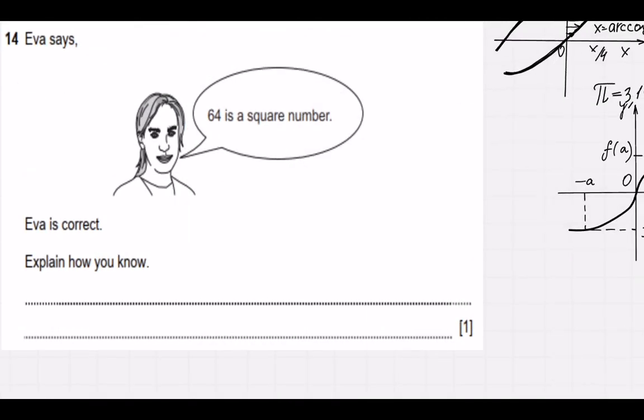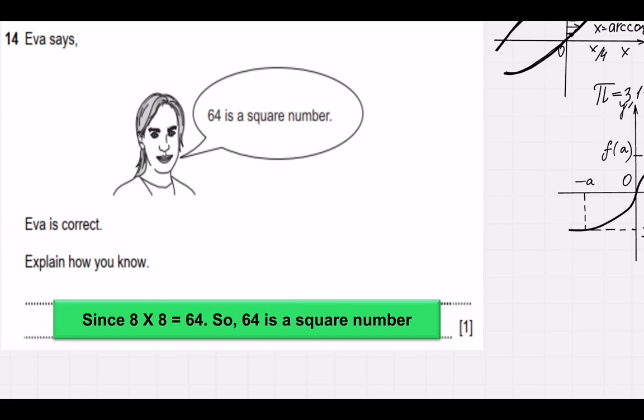Eva says 64 is a square number. Eva is correct because 64 is what? How can I get 64? What are the two numbers from the times table that give me 64? 8 times 8, 64. So 64 is a square number.